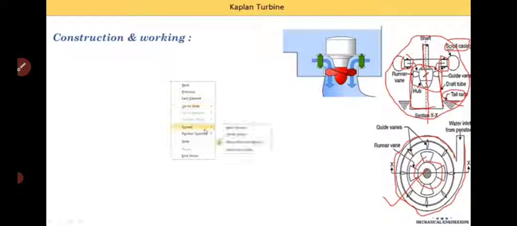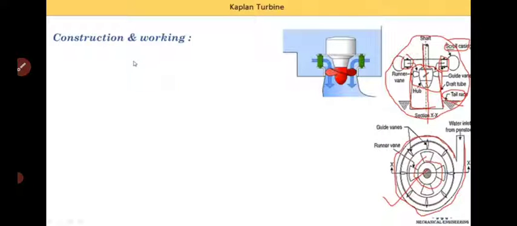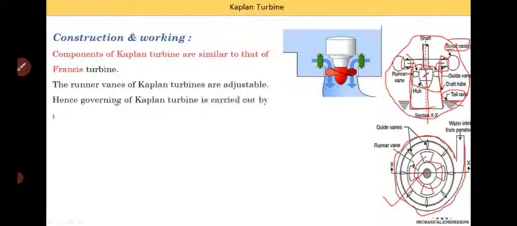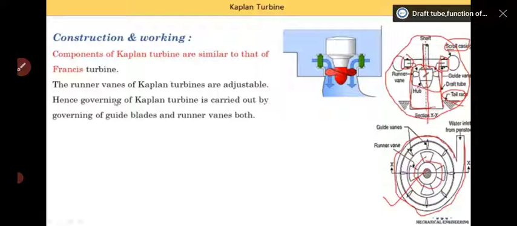So next we understand another component. The components of Kaplan turbines are similar to those of the Francis turbine. The runner vanes of the Kaplan turbine are adjustable. Hence, governing of a Kaplan turbine is carried out by governing the guide blades as well as the runner vanes. It means in the Kaplan turbine, the angle of these runner vanes is adjustable.